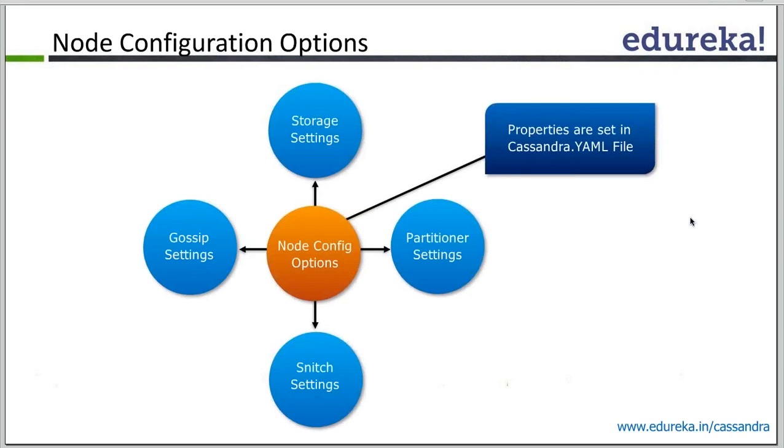Okay, coming to the node config options, what are the various types of node configuration you can do inside cassandra.yaml? The settings you can make inside a node configuration can be broken down into 4 different parts: gossip settings, storage settings, partitioner settings, and snitch settings. We already looked at some of it, but we will spend some more time to understand things in more detail.